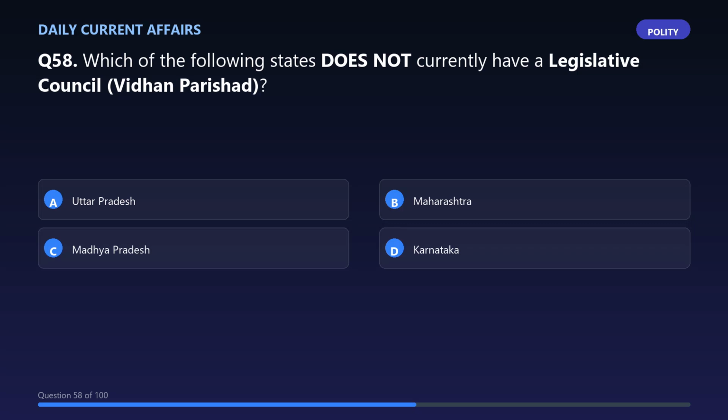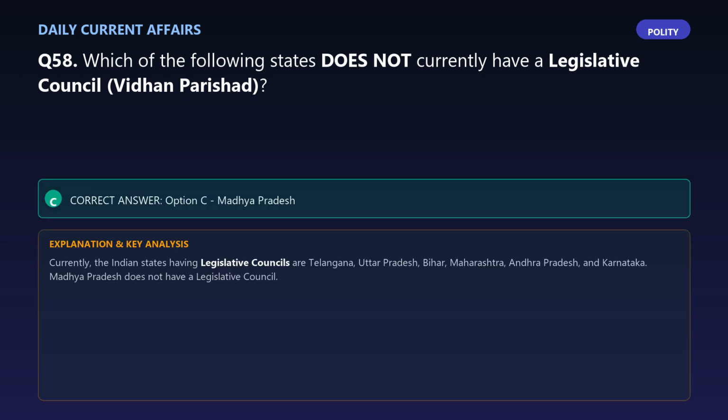Question 58. Which of the following states does not currently have a Legislative Council, Vidhan Parishad? The correct answer is option C, Madhya Pradesh. Explanation: currently, the Indian states having legislative councils are Telangana, Uttar Pradesh, Bihar, Maharashtra, Andhra Pradesh, and Karnataka. Madhya Pradesh does not have a legislative council.